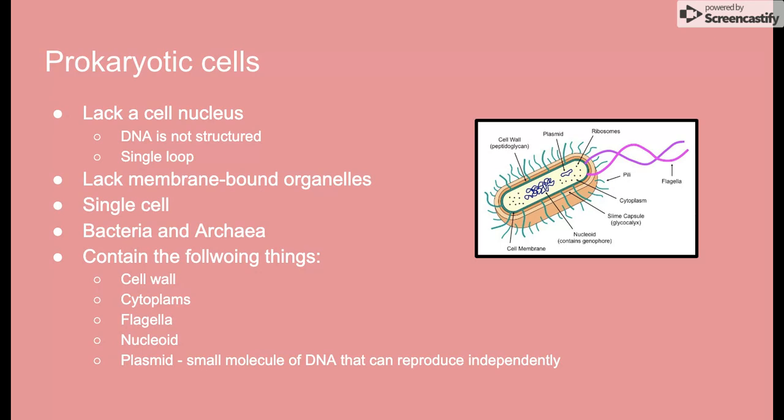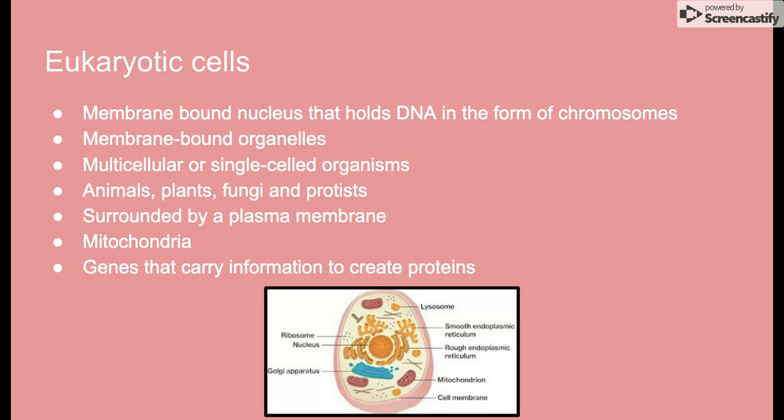Something else to think about is that even though it does have a cell wall and a cell membrane, the cell wall is made out of peptidoglycan, and so that's a unique substance in prokaryotic cells.